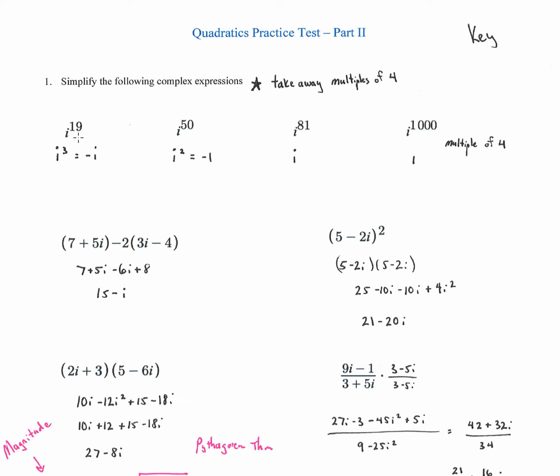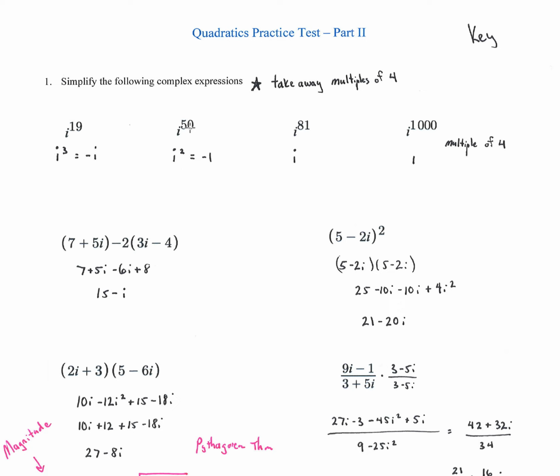So i to the 16th is just 1, because i to the 16th is just 4 i to the 4th, and we all know i to the 4th is just 1. So i to the 19th can be reduced to i cubed, and i cubed is negative i, because i squared is minus 1, so then it's just minus 1 times i, which is minus i.